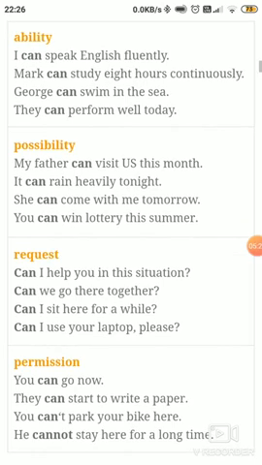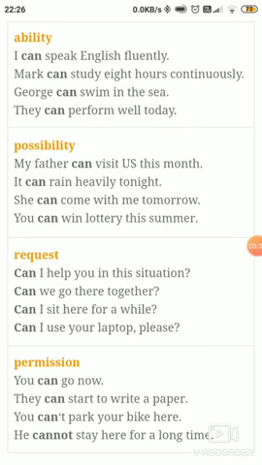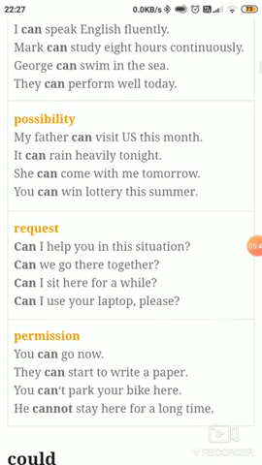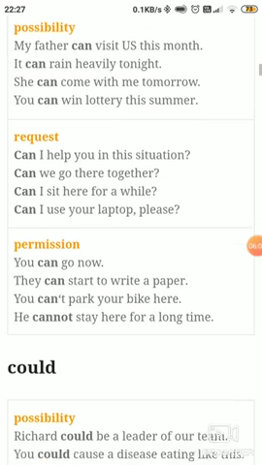Now, how can this specific word be used in order to show request? Can I help you in this situation? Can we go there together? Can I sit here for a while? Can I use your laptop, please? Now, permission. You can go now. They can start to write a paper. You can't park your bike here. You cannot stay here for a long time.